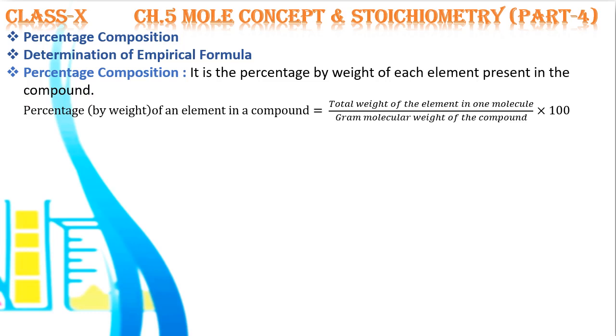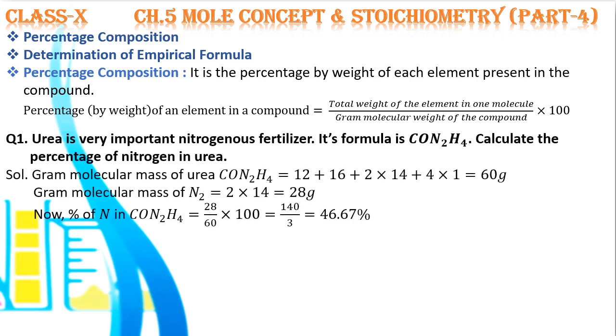Here is the formula. Percentage of an element in a compound is equal to total weight of the element in one molecule divided by gram molecular weight of the compound, and the whole is multiplied by 100. By using this formula we can get the percentage composition or percentage of an element. It will be clear by this question.